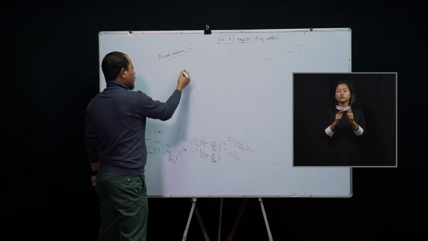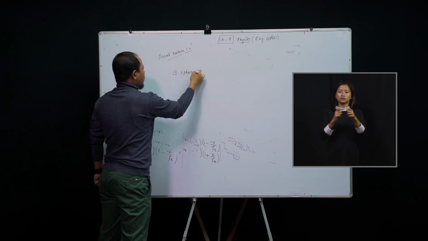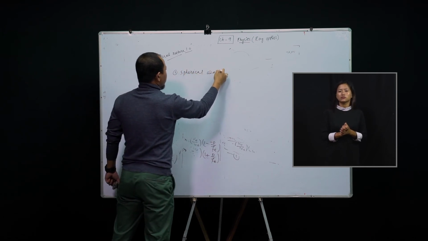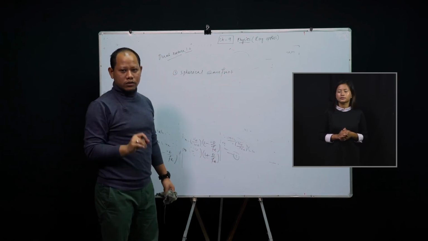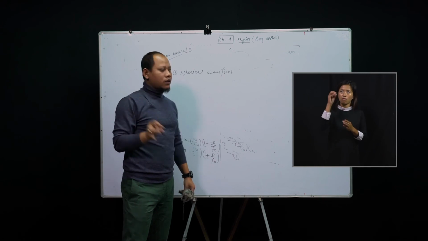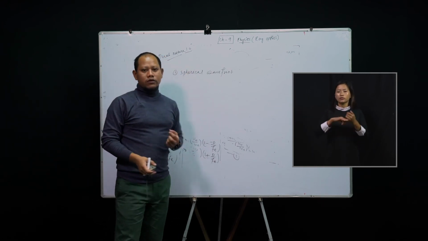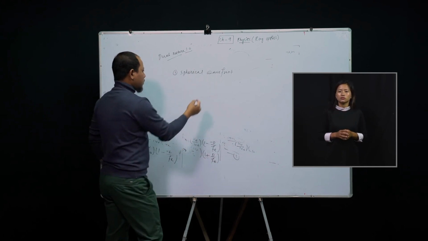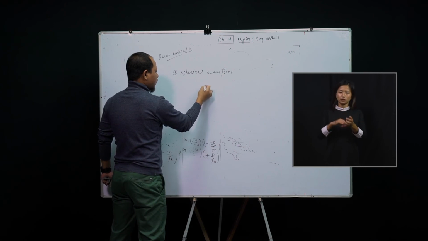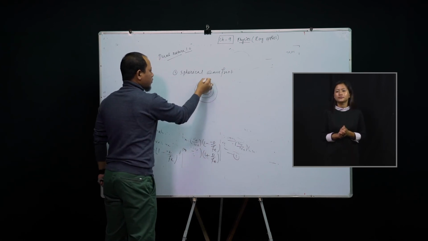First is called spherical wavefront. When we take a point source, say a bulb, we will get the spherical wavefront. So, you can write: the wavefront produced by a point source is called spherical wavefront. Say this is the point source and these are the wavefronts, all are spherical.